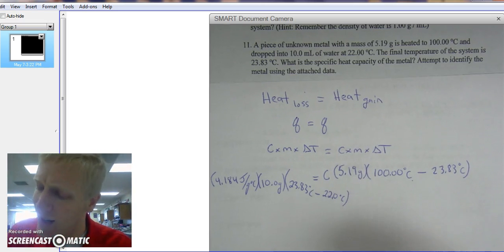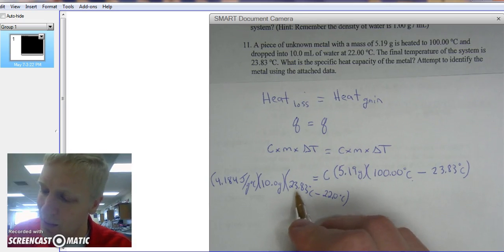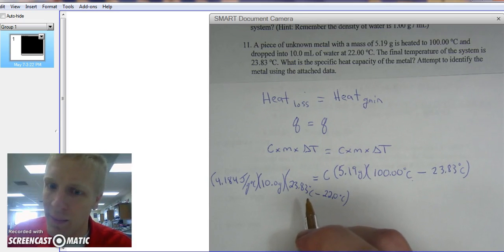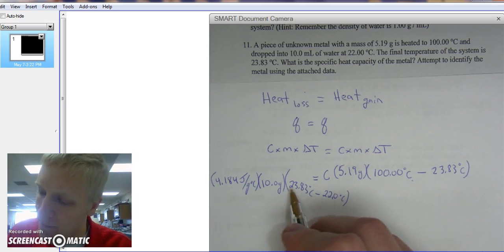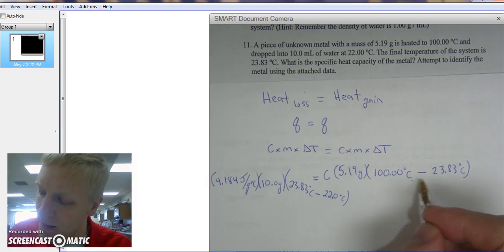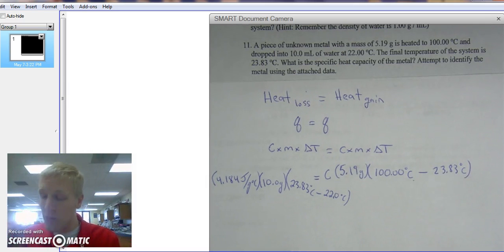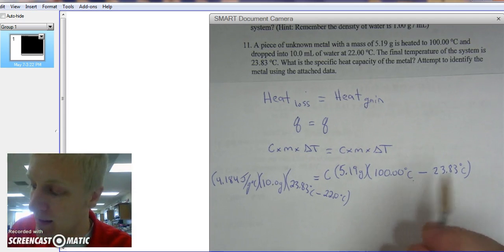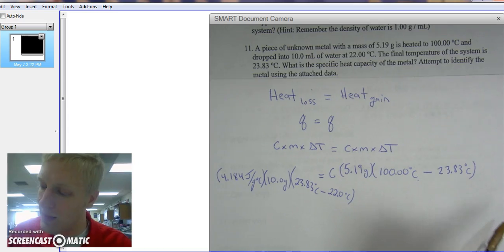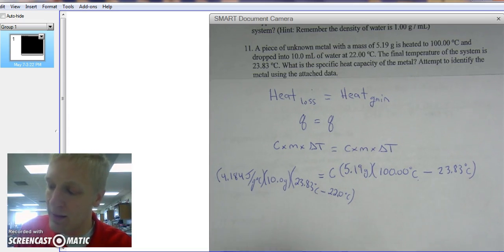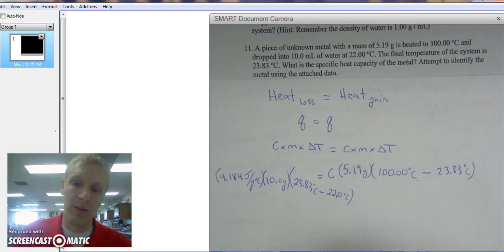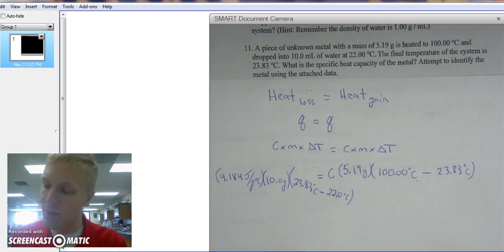Final minus initial. Now the tricky thing is 23.83, that's the final temperature of my system. But we have final minus initial here, and initial minus final there. Why is that? The reason is because we have to represent the energy going away from one system and into another. So that's why our final minus initial needs to be flipped for one of them. And that would also work if we flipped this one and had this be the regular final minus initial. But the reason we're showing this is because we're showing the energy starting with the metal and going into the water.